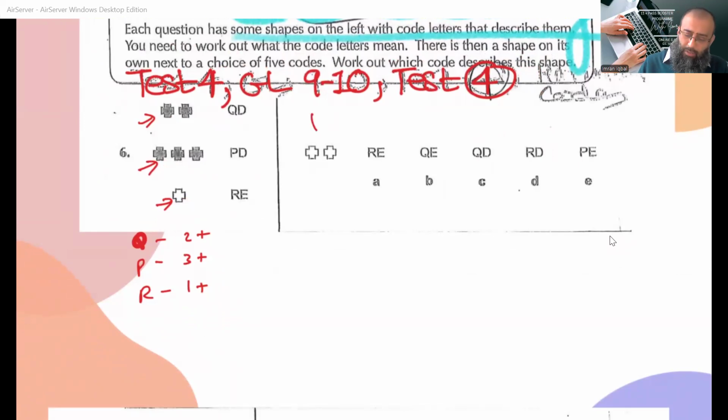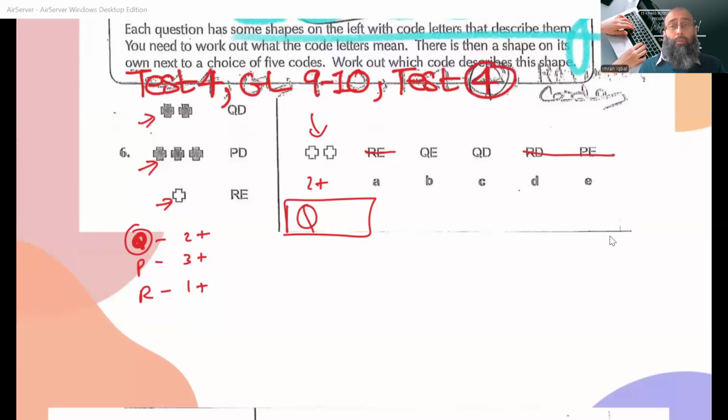Now we look at our question. We have 2 pluses, so our first letter is going to be Q. So it won't be any of those. Let's now establish what the coding is for the second letter. When I say second letter, I'm talking about these second letters here.